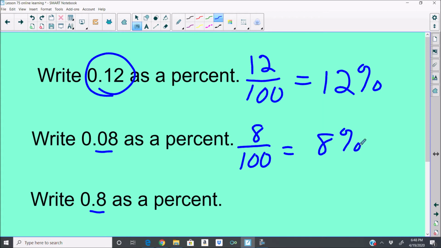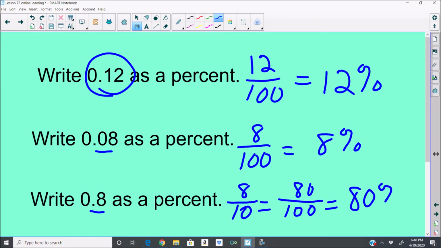We get down to this one, write 0.8 as a percent. 0.8 represents what? 8/10. Well, I need to get this over a fraction over 100. So what did I do to 10? I multiplied it by 10. So I'm going to do the same thing to the 8. That would be 80%.